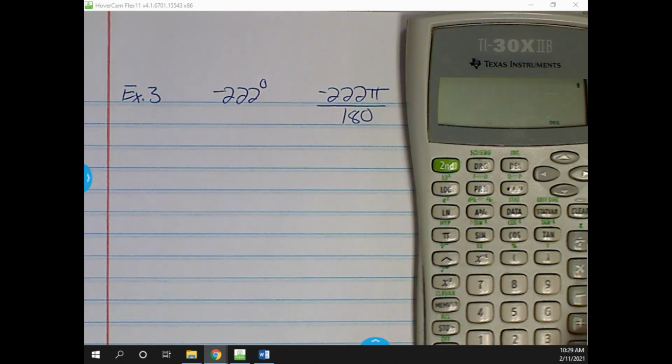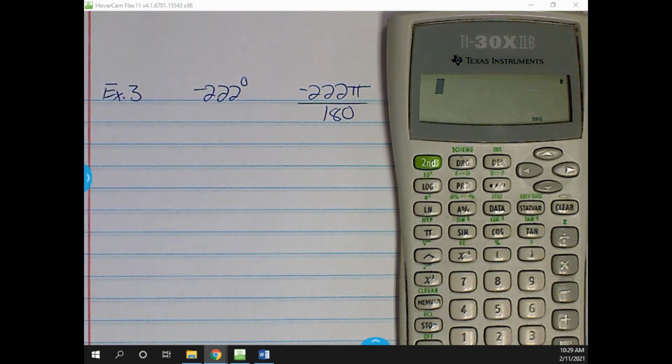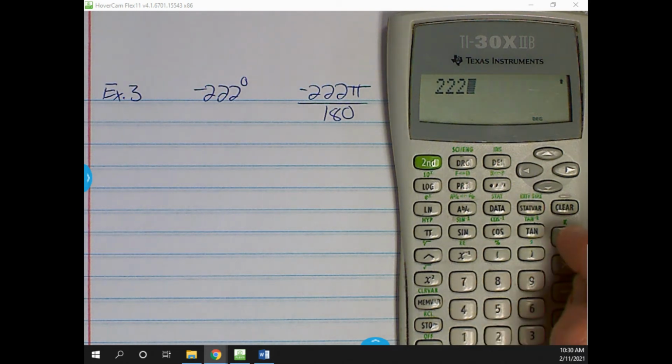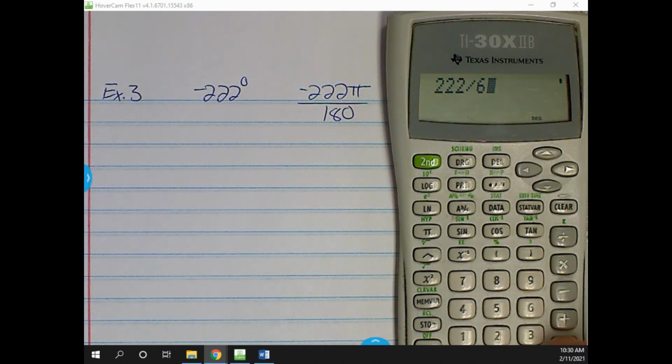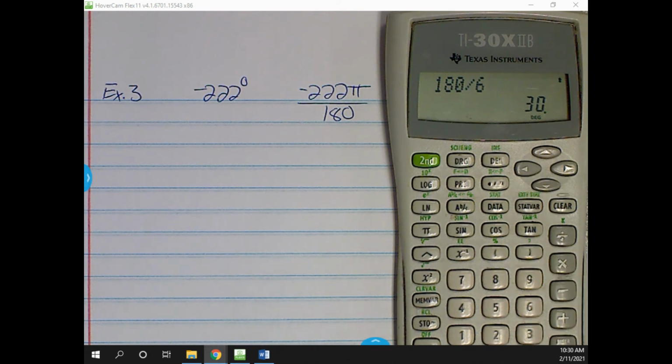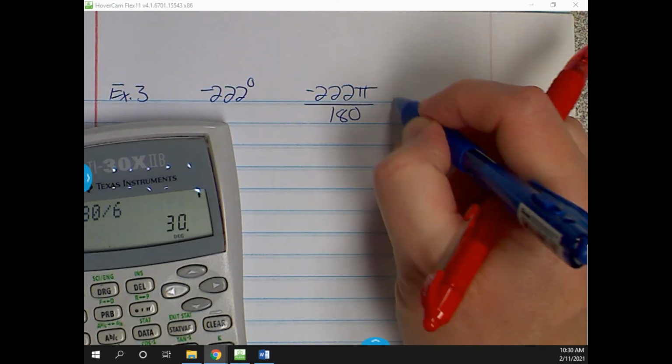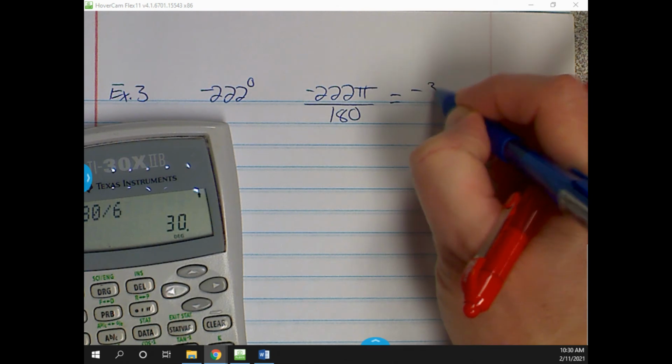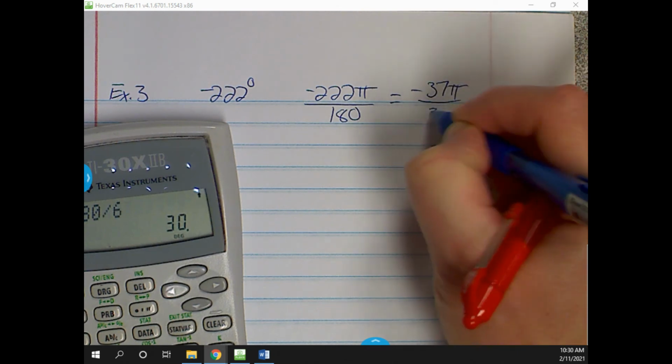If you've got something like this, and you know that they're both even, so you can just start checking the even numbers. We know we can divide it by 2, but what if I could divide it by 4? Well, if we divide 222 by 4, that makes it 55.5, so 4 is not going to work. Maybe try 6. Well, that comes out to be 37, so we'll hang on that one. And if you do 180 divided by 6, that's 30. So we can make this negative 37 pi over 30.